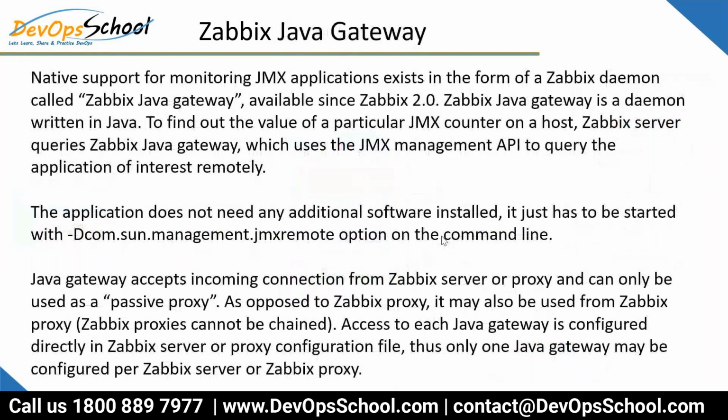Okay, so the Java Gateway, the native support for monitoring JMX applications, meaning Java-based applications, exists in the form of the Zabbix daemon called Zabbix Java Gateway. Available since Zabbix 2.0. Zabbix Java Gateway is a daemon written in Java to find out the value of a particular JMX counter on the host. The Zabbix server queries the Zabbix Java Gateway, which uses the JMX management API to query the application of interest remotely. Okay, so this can be active and passive both ways.